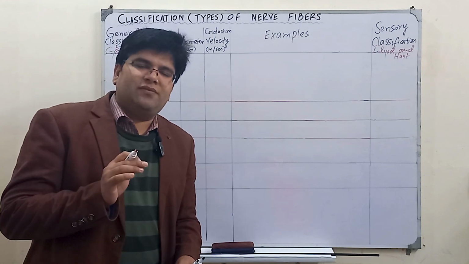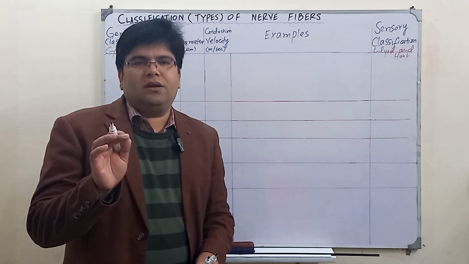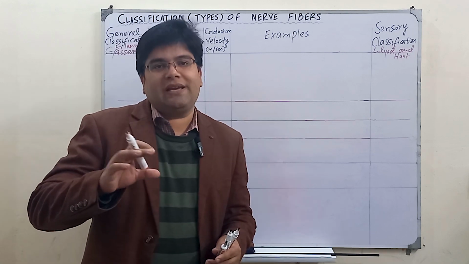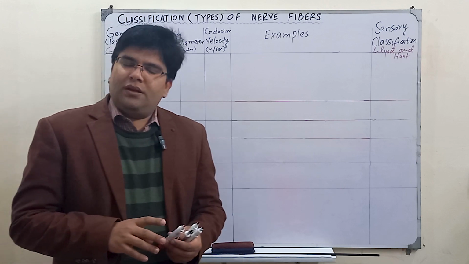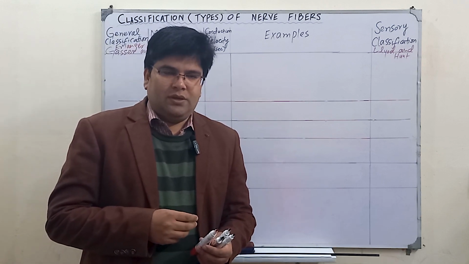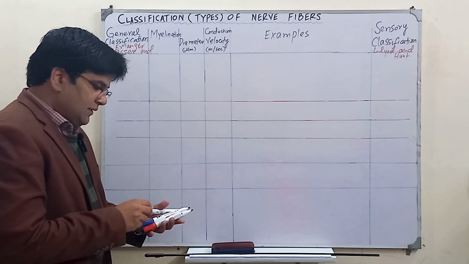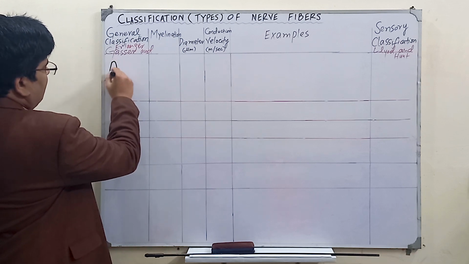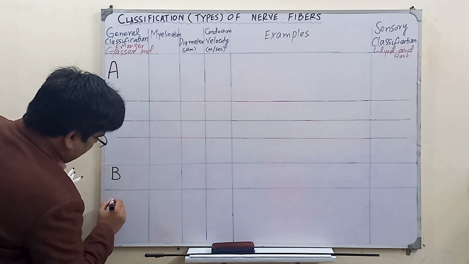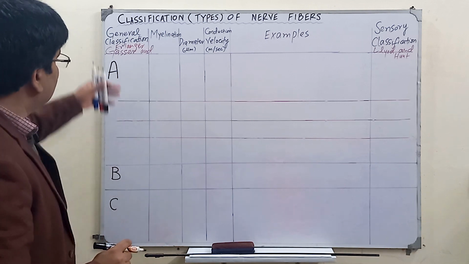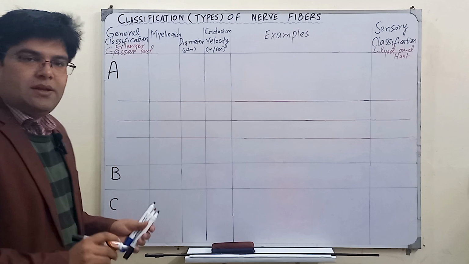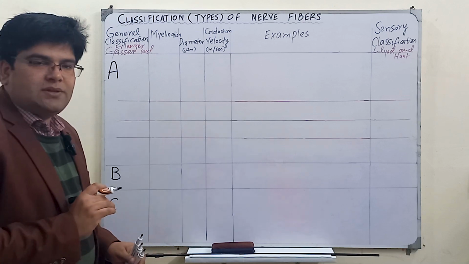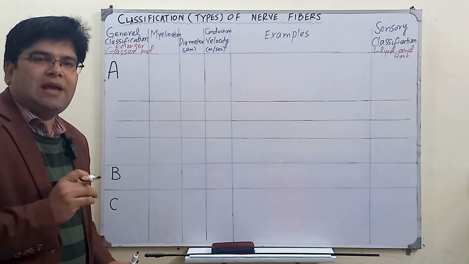When you studied nerve and muscle physiology, at that time compound action potential was discussed, and you learned that in a mixed nerve like the sciatic nerve there are three types of nerve fibers: A, B and C. On the basis of those three types of nerve fibers, A, B and C, we have classified nerve fibers. The A and B nerve fibers are myelinated nerve fibers, and type C is unmyelinated.